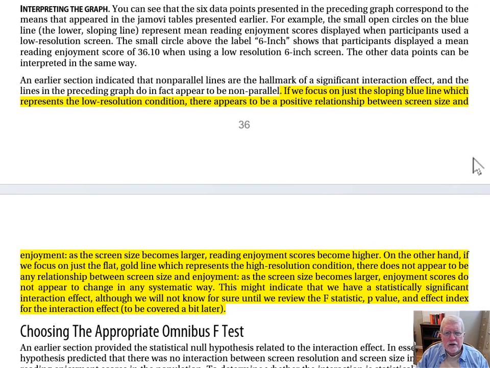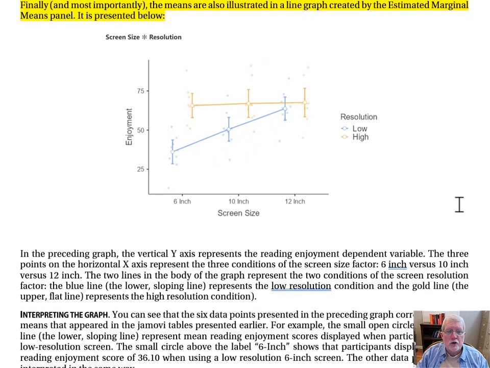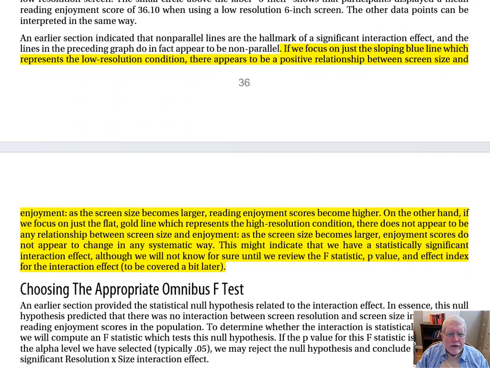be a positive relationship between screen size and enjoyment. As the screen size becomes larger, reading enjoyment scores become higher. And yes, that's what we see with the blue line. When people are using a low resolution screen, the bigger the screen, the more their reading enjoyment. However, where's my however? Here it is.